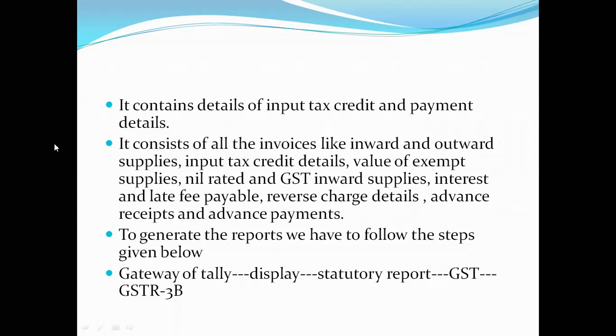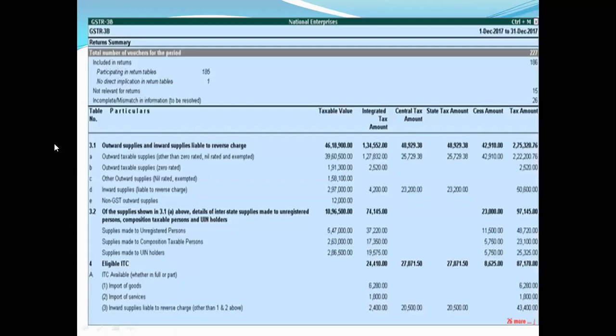How to generate the report? From Gateway of Tally, select Display, select Statutory Reports, select GST, and you'll get GSTR 3B. And this is the picture of the GSTR 3B. Again, I told you that there should not be any mismatch, but here in this report we have incomplete mismatch, which is 26. We resolve this mismatch, then only you can proceed to submit the return.